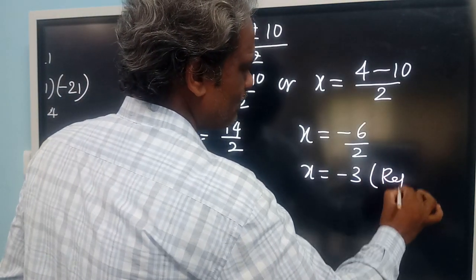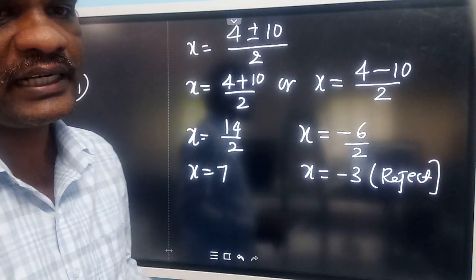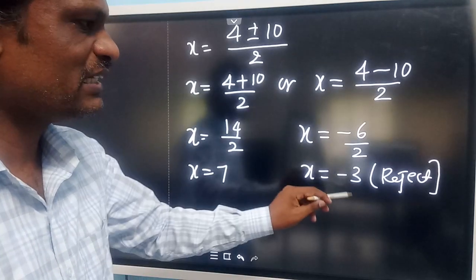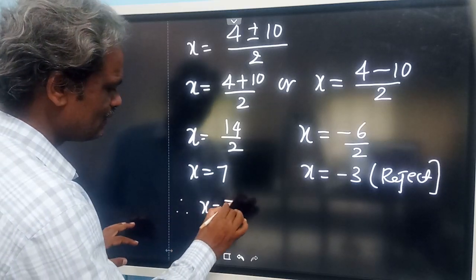You can reject this one because age cannot be negative. X we have taken as Rahman's age. A negative number should not come here, therefore you can reject this negative value. So therefore x is equal to 7 is the correct answer.